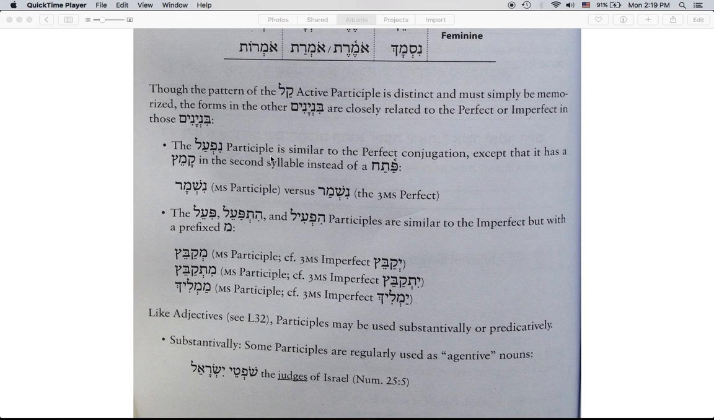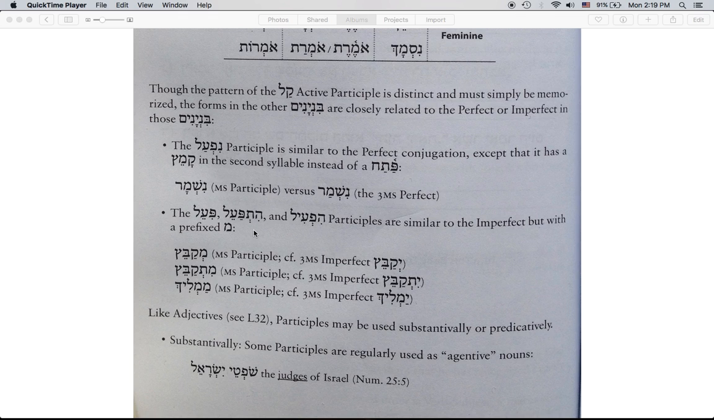The nifal participle is similar to the perfect conjugation, except that it has a kametz in the second syllable instead of a patah. So here we have nishmar, masculine singular participle, versus nishmar, the third masculine singular perfect. So these look very similar, and context is going to help us quite a bit in determining if we're dealing with a perfect or a participle. We can look at the vowels, but sometimes the vowel isn't enough for us to know.